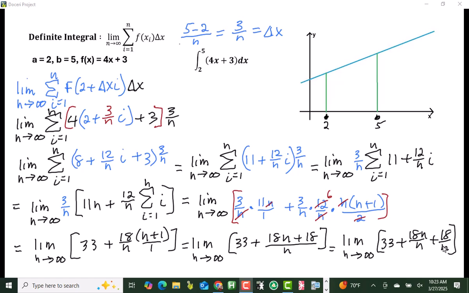But I'm going to go ahead and divide. I'm going to split my numerator, 18n over n, and then just 18 over n. And now it gets pretty easy to tell what's happening. The 18 over n out here on the right is going to go to 0. 18n over n, the n's will cancel, and that's just going to be 18. So I add those together, and the limit is going to be 51. That means the area of that little bounded figure is 51 square whatevers.